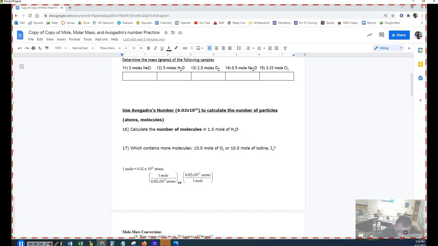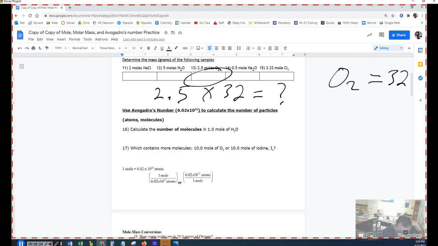2.5 moles of oxygen, O2. O2's molar mass is 32. We did that from number 8. 2.5 times 32. That's what's going to go there. Just multiply 2.5 times 32.